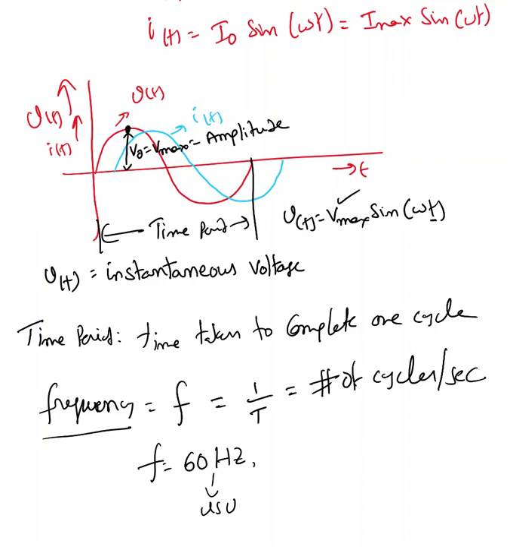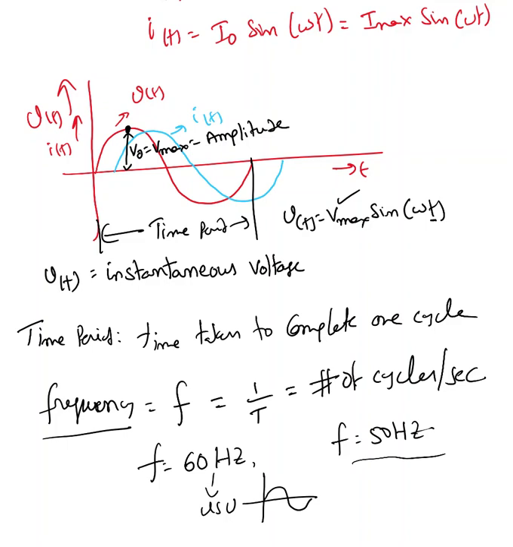In India, Nepal, Pakistan, Bangladesh, they use 50 hertz. So this is South Asia. That's the frequency. Frequency is the number of cycles per second. That means in 1 second we will see 60 of these cycles.